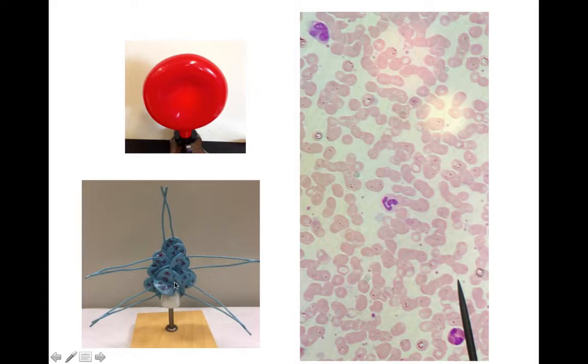This is our platelet model or our thrombocyte model, showing some of those fibrin threads and a bunch of platelets kind of caught in that forming a clot. On the slide, these little dots right here are going to be our platelets. We don't get a really good view of the platelets at the magnifications that we can go up to.